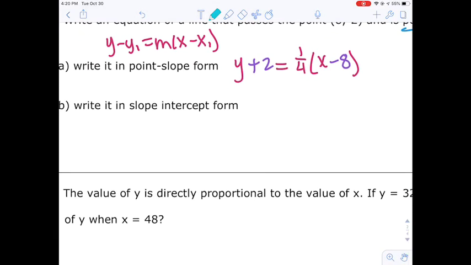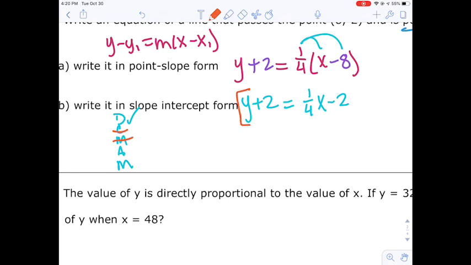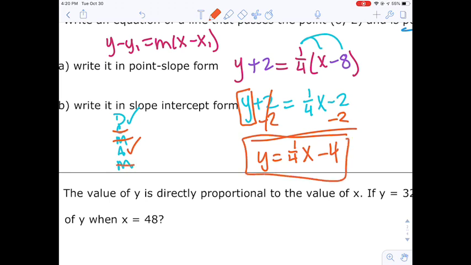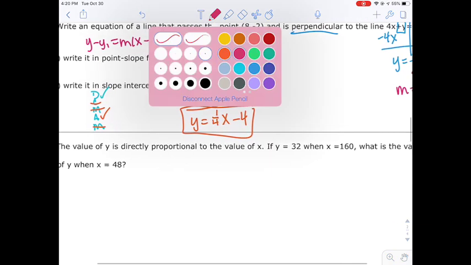Part B wants this in slope intercept, so I'm going to simplify. I'm solving for y. So I distribute 1/4 times x, 1/4 times 8. I don't have like terms to combine. I only have one y, so I can't move it, but I do have something outside of the box with y. So y is 1/4 x minus 4 in slope intercept form.